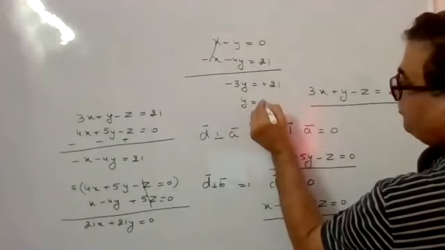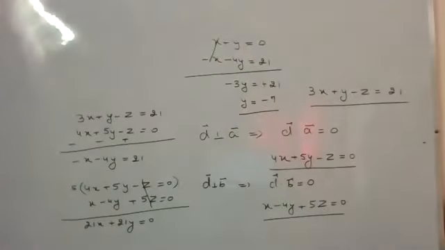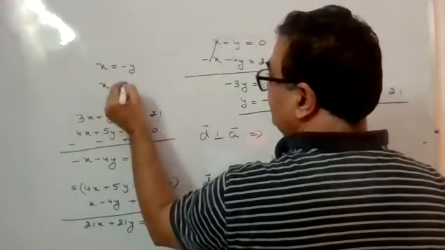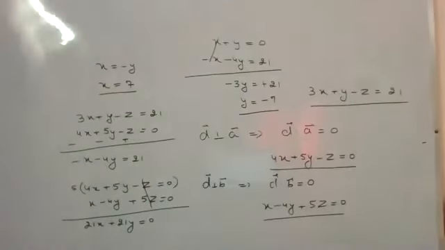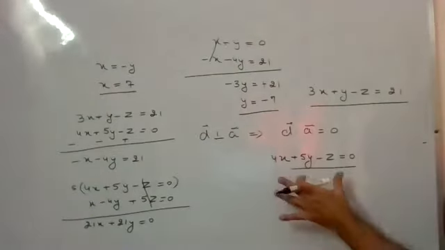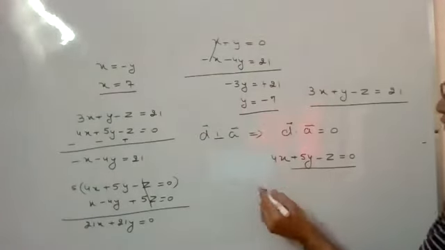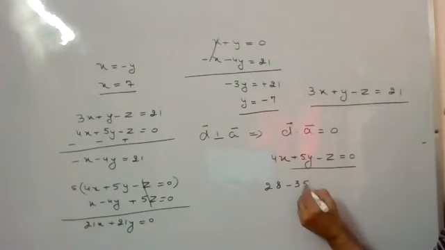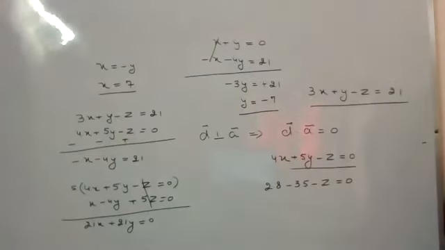So y I got as minus 7. Your y came out to be minus 7. Since y is minus 7, we can find x too. What is x? X is minus y, so x will come out to be 7. Now to find z, it can be found from any equation. 4x, 4 sevens are 28. Then minus 35. Left is minus 7. Minus z is 0, or I should say z comes out to be minus 7.